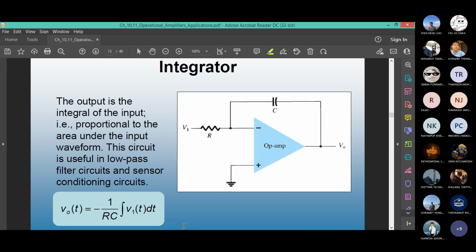So let's say you have a time function input. The output also is a time function. It's going to be minus 1 over RC. Minus is due to the fact that it is an inverting pin. And then multiply that by the integral of your input. So here input is V1 of t. You have to integrate V1(t) dt. If it is a function of x, it would be the integral of V1(x) dx.